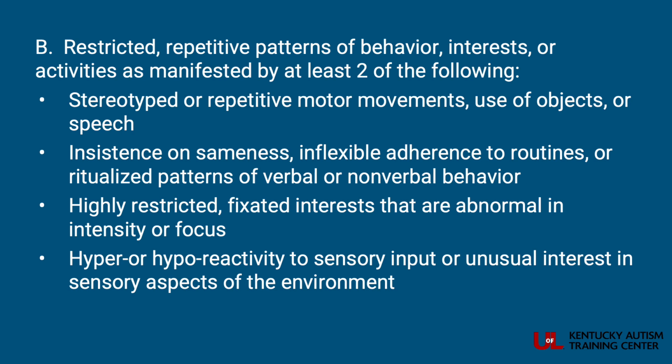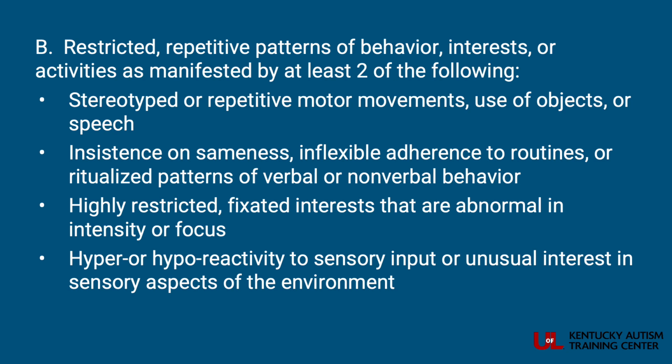They must also have restrictive, repetitive patterns of behavior, interest, or activities that manifest in two of these areas. A, stereotyped or repetitive behavior movements. This includes flapping and waving of arms, hand flapping, head nodding, rocking back and forth. B, an insistence on sameness and inflexibly adhering to routines, ritualized patterns of verbal or nonverbal behavior.